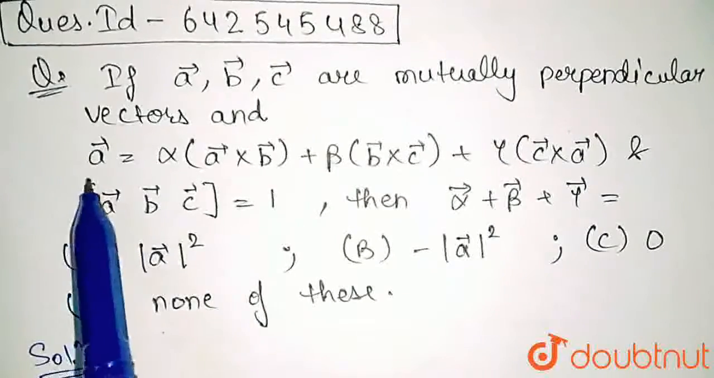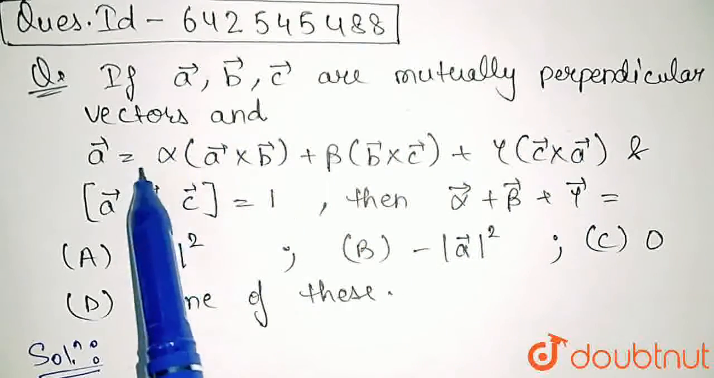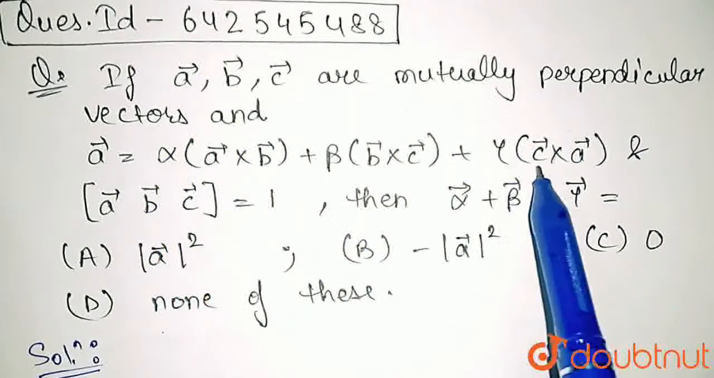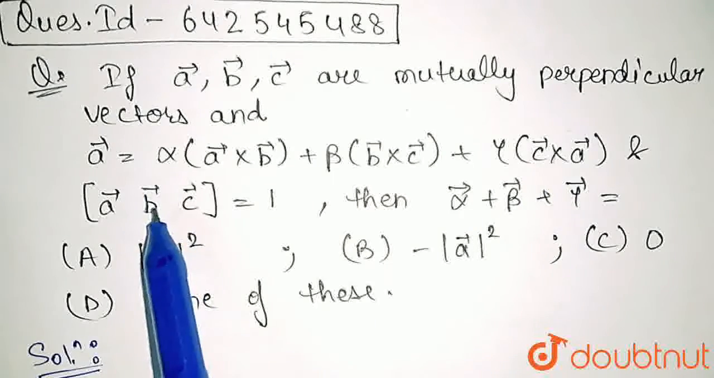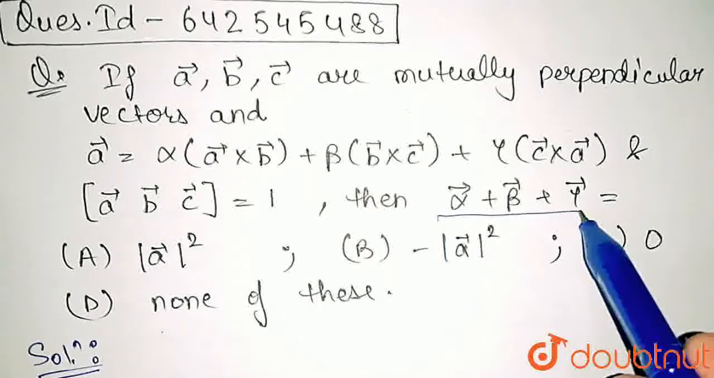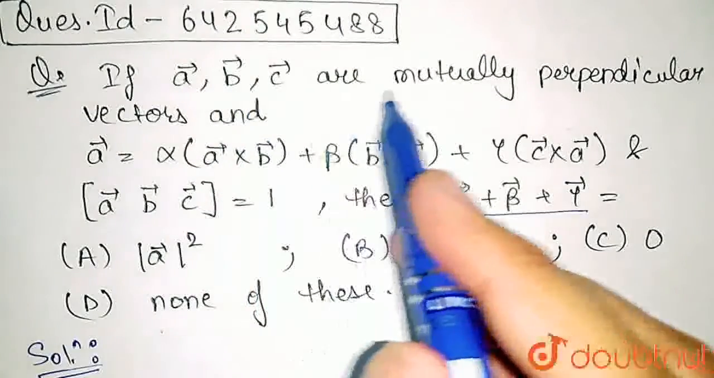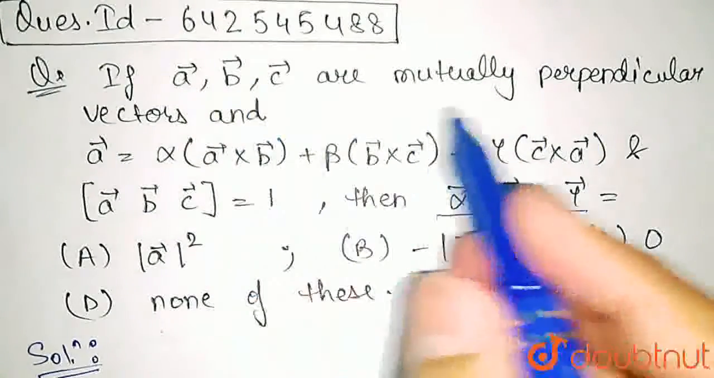In this question, if A, B and C are mutually perpendicular vectors and A vector is equal to this expression, and scalar triple product of A, B and C is equal to 1, then we need to find the value of alpha vector plus beta vector plus gamma vector. These are the options.